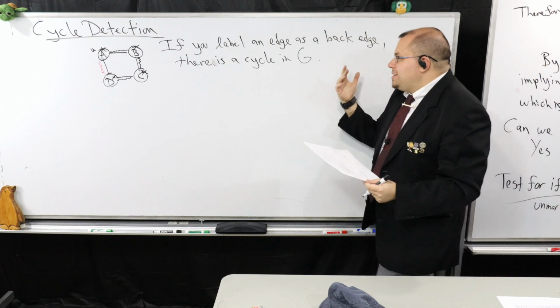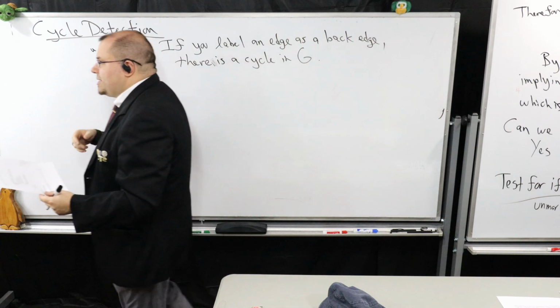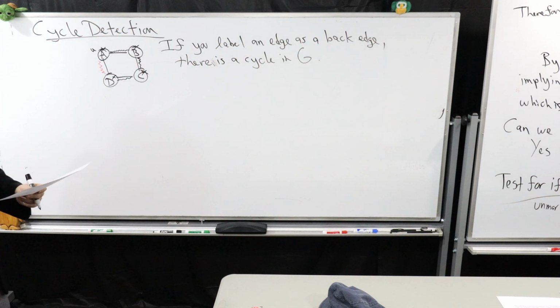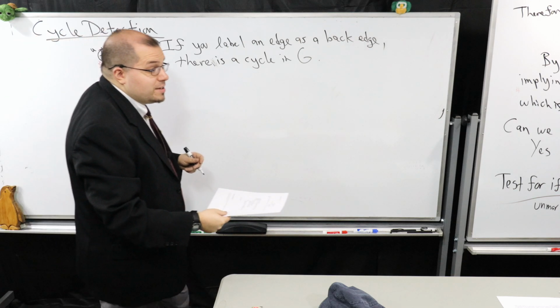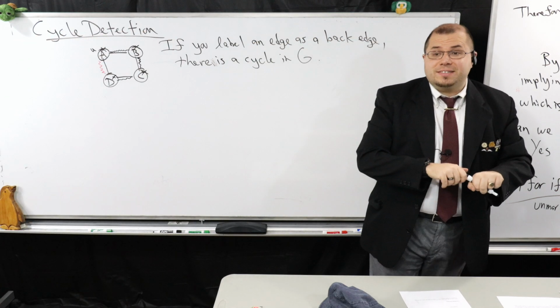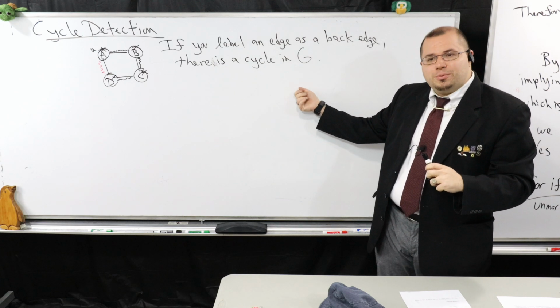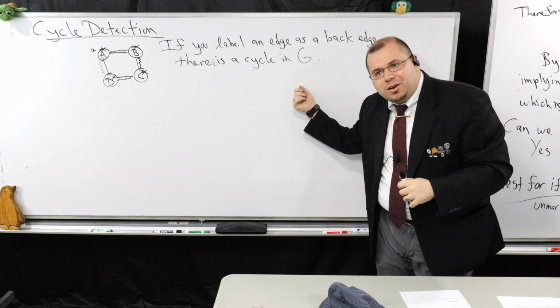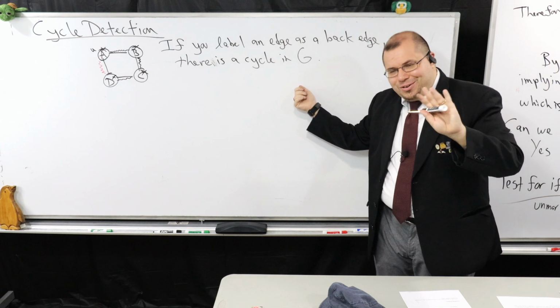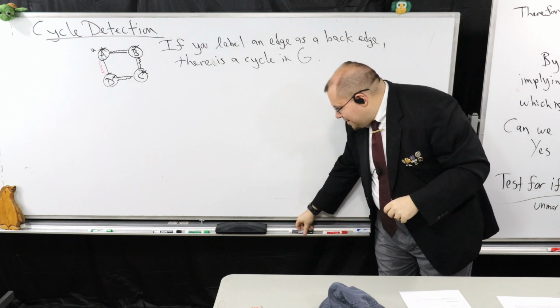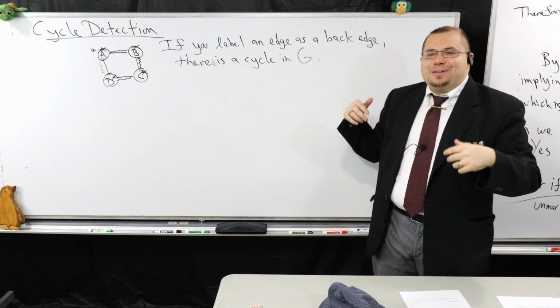So you can use DFS to do cycle detection. All you do is you detect if there's a back edge. If there's a back edge, then a cycle exists. So this will tell you if there's a cycle in the graph or there isn't a cycle in the graph. So this is a very simple way, for example, to test if the graph is a tree or not. I should be more precise. So that's a neat application of DFS.